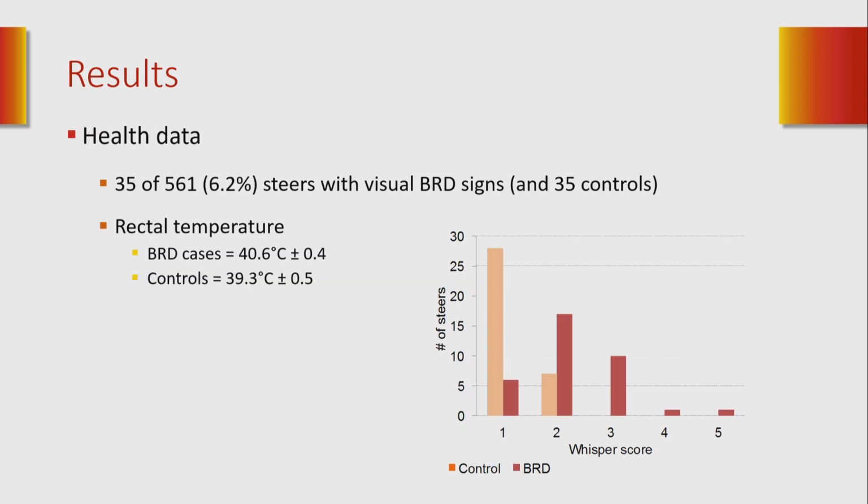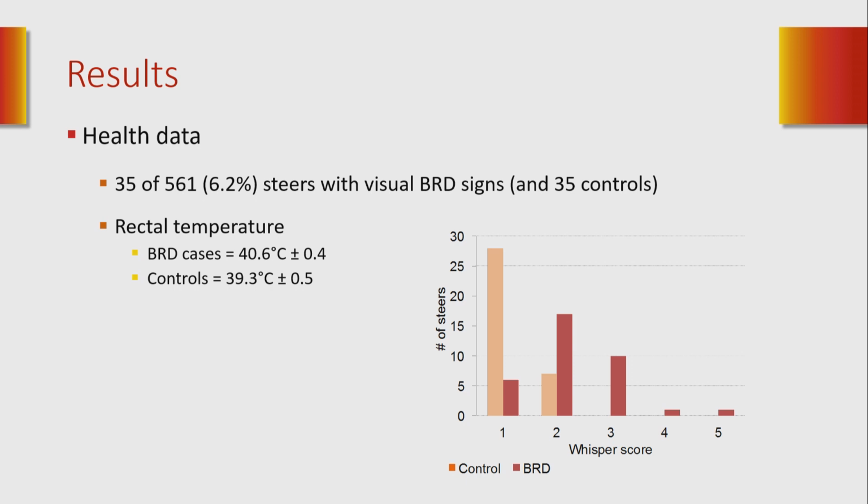35 out of the 561 steers, so 6.2%, were detected with visual signs of BRD, and 35 were pulled as controls. As you can see, rectal temperature differed significantly between the two groups, with a rectal temperature of 40.6 for the BRD cases and 39.3 for the controls. A Whisper score was obtained for the 70 animals, with scores ranging from 1, which is normal, as I told you, to 5, which is highly abnormal.